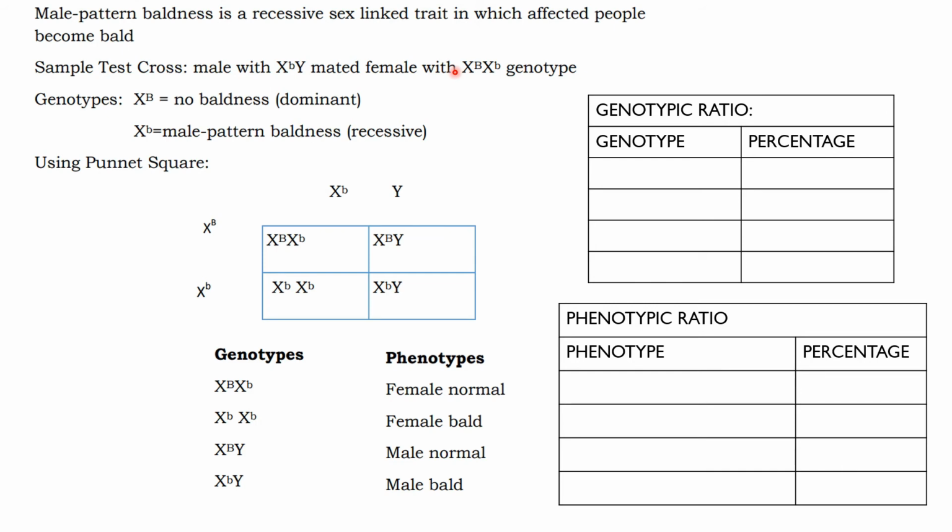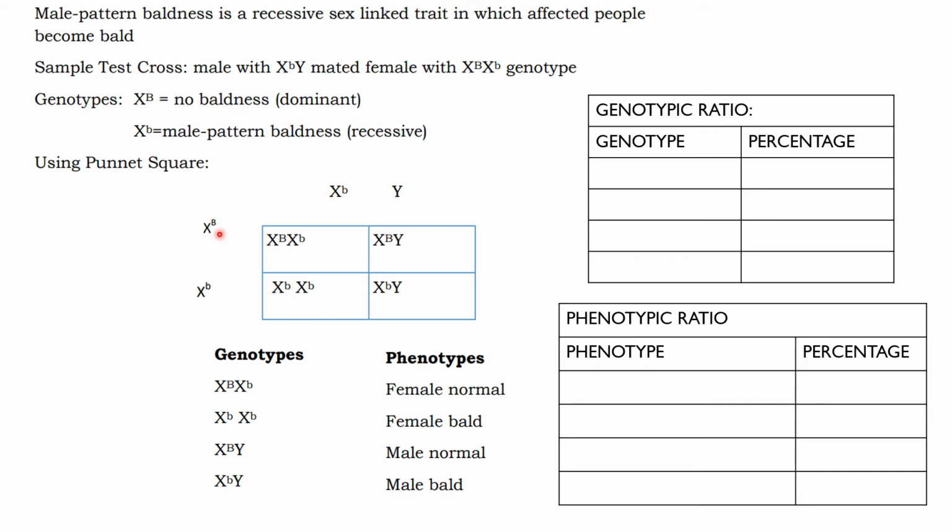So there is another problem. Male pattern baldness is a recessive sex-linked trait in which affected people can become bald. So there's a sample test cross here. This male with XbY is a bald person, mated with a female with XBXb genotype. So this is a normal female. So a bald male mated with a normal female, wherein XB is no baldness and Xb is male pattern baldness.